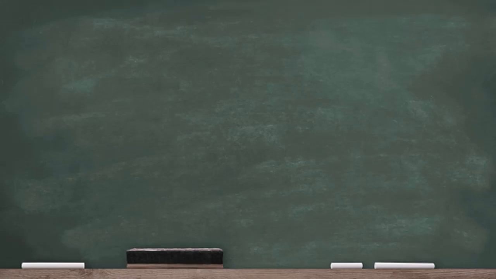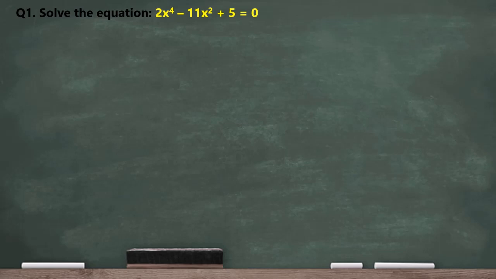Okay student, now let's move towards question number 1 of today's lecture. 2x raised to the power 4 minus 11x square plus 5 equal to 0. We need to solve this equation, and to solve these kind of equation we suppose let x square equal to y.